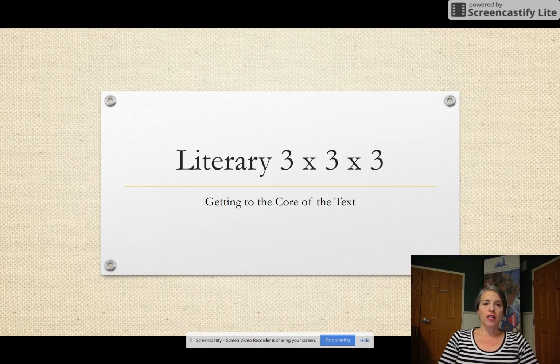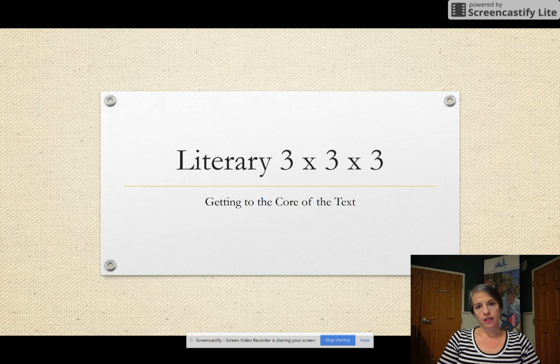Hi, everybody. I wanted to share with you this technique that I learned about from a teacher in one of my previous seminars. It's called a literary 3 by 3 by 3. And what I like about it is it's incredibly simple, almost elegantly so. And I find that most of the best teaching techniques tend to be pretty simple.